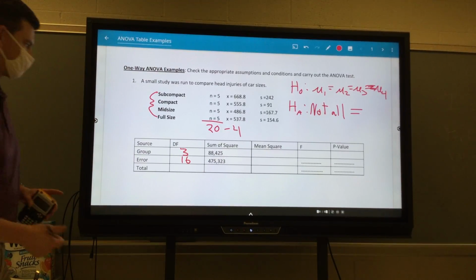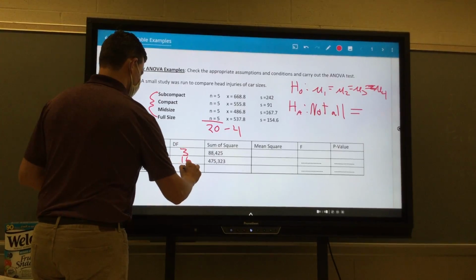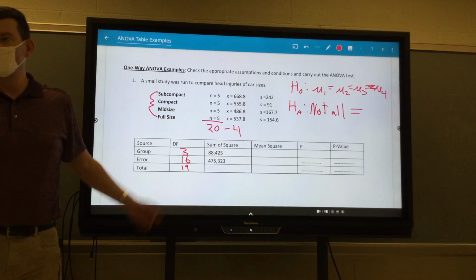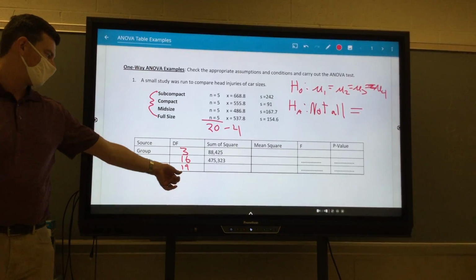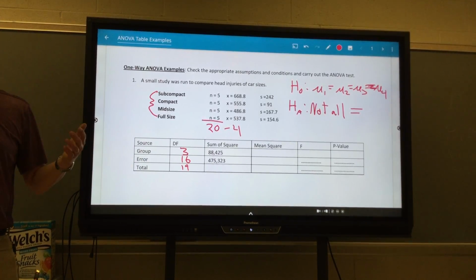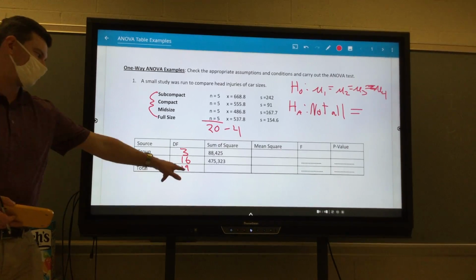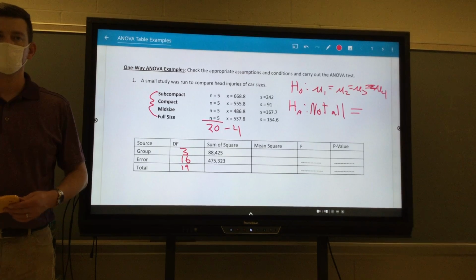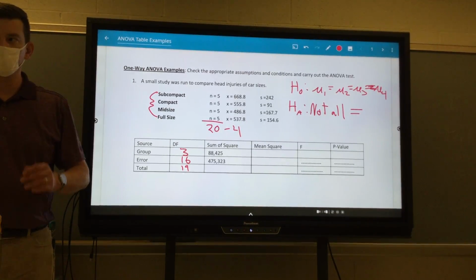And again, a good check step, add these together. 19 degrees of freedom, there's your familiar n-1, 20 minus 1 gives us the 19 total degrees of freedom, even though that doesn't really contribute to our calculations at all. Question so far?